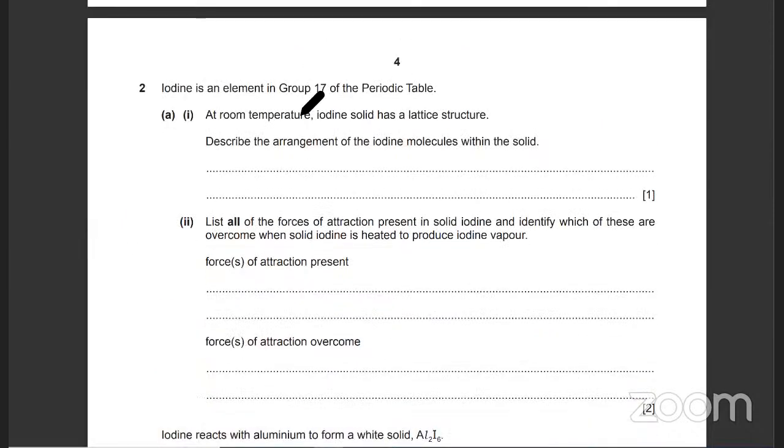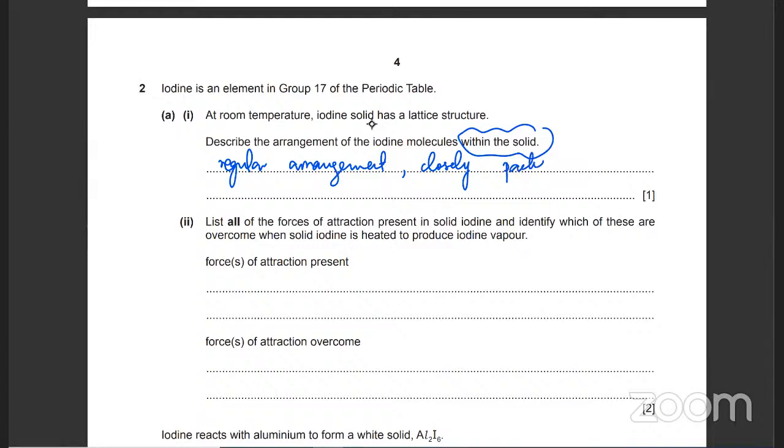Moving to the second question. At room temperature, iodine is a solid. Describe the arrangement of the iodine molecules within the solid. It's a covalent molecule. How are covalent molecules arranged? Closely packed. He's talking specifically about the solid, so it's going to be a regular arrangement, tightly packed or closely packed. You have to focus, because there could have been a number of answers for this. It's a simple molecular lattice, but over here they're not even talking about the type of bonding. They just want to know how the particles are arranged within the solid.